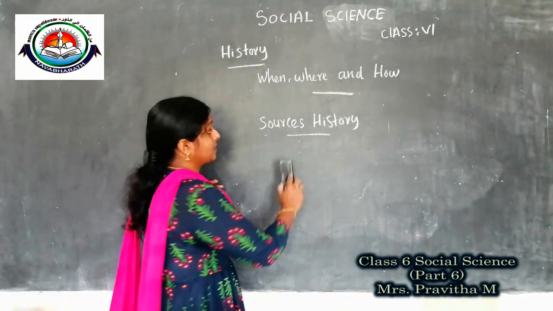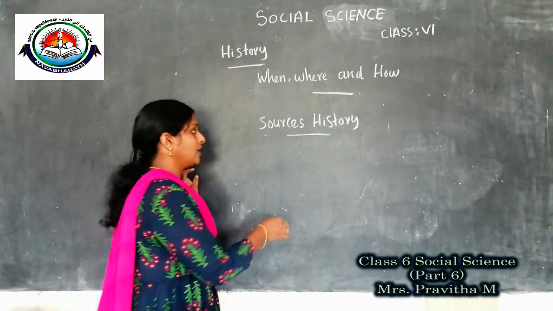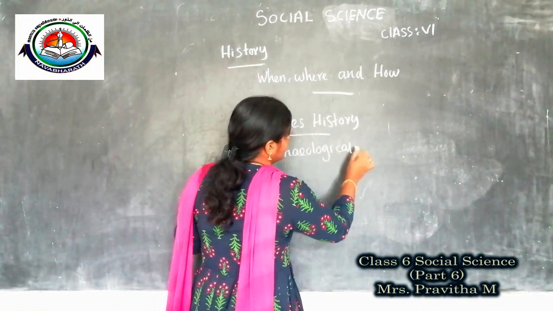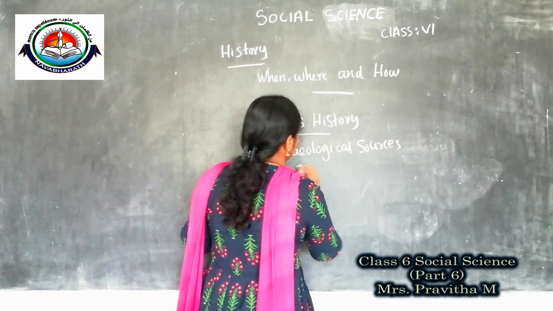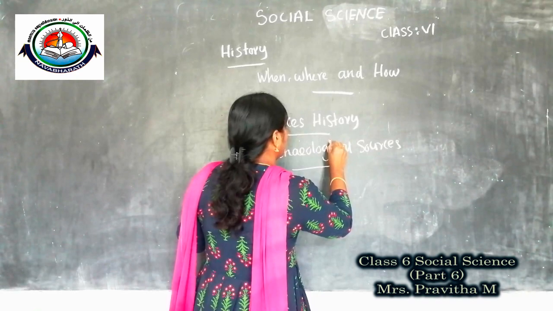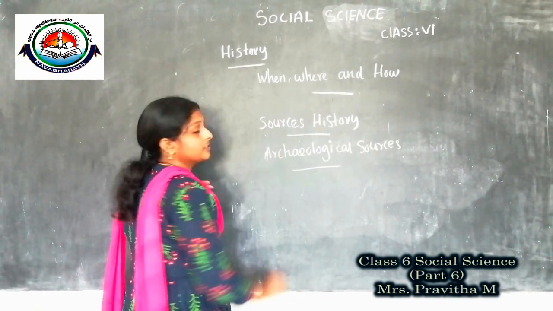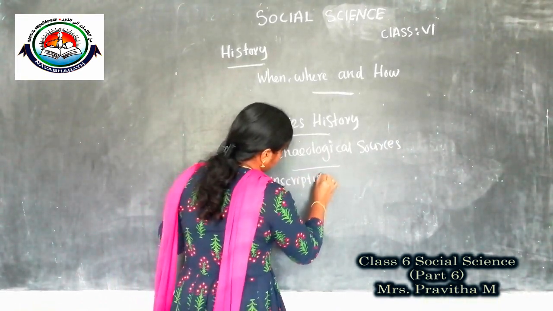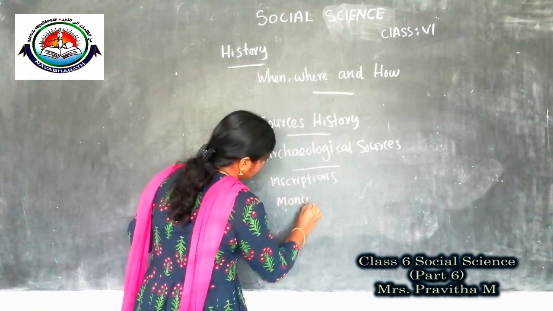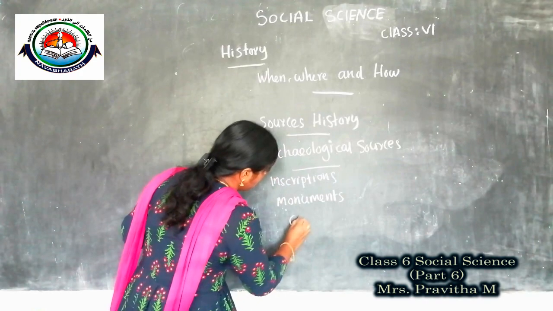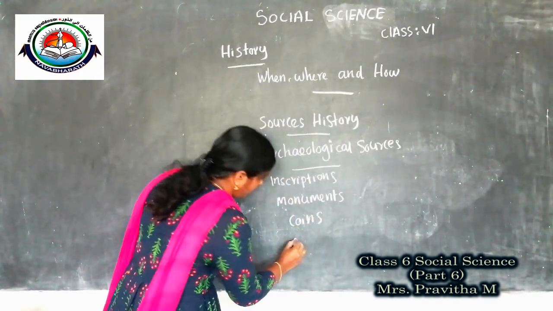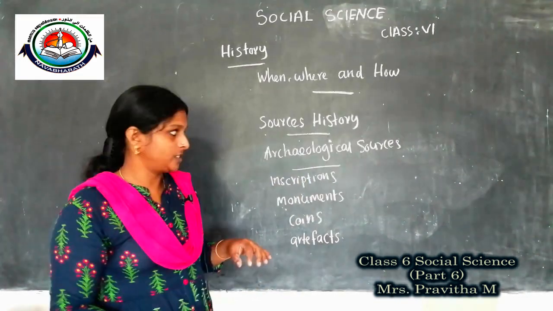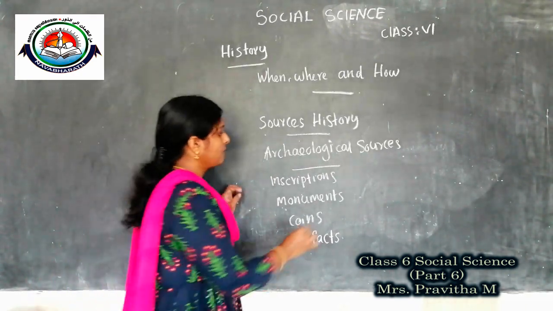Now we will discuss the important sources of history. Of the archaeological sources, which are the main ones? Inscriptions, monuments, coins and artifacts. These are the main important archaeological sources. Now we will discuss them one by one. First, monuments.